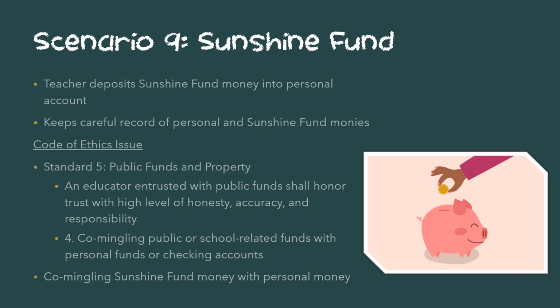This particular standard states that an educator entrusted with public funds and property shall honor that trust with a high level of honesty, accuracy, and responsibility. Statement 4 of this standard, which is commingling public and school-related funds with personal funds or a checking account, is the issue of ethics in this particular situation because of the commingling of the Sunshine Fund money with her own personal money.